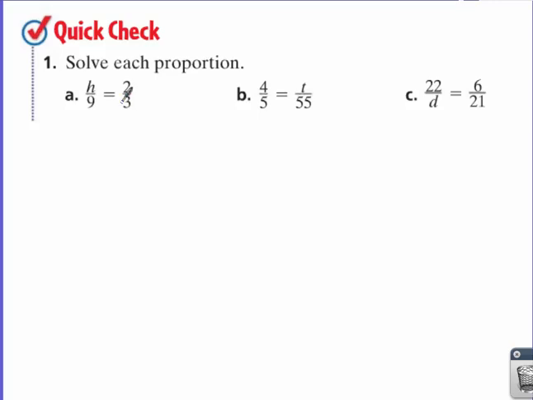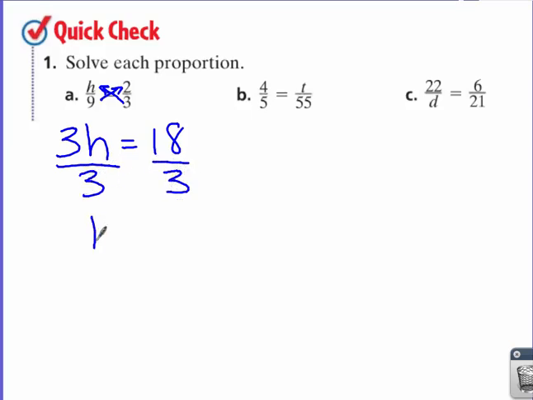So this one I'm going to take the 3 and the h and cross multiply. So that's going to give me 3h is equal to, now I'm going to take the 2 and the 9, cross multiply those to get 18. Now I need to solve for h, so I divide both sides by 3, and I end up with h equaling 6. Now, if you'll notice in the other two examples, my letter changes spots. That's okay. You still do exactly the same thing. You cross multiply. So pause the video and answer those two questions.